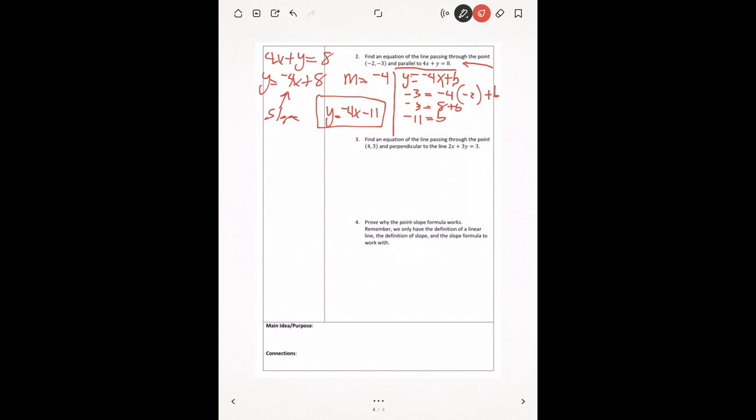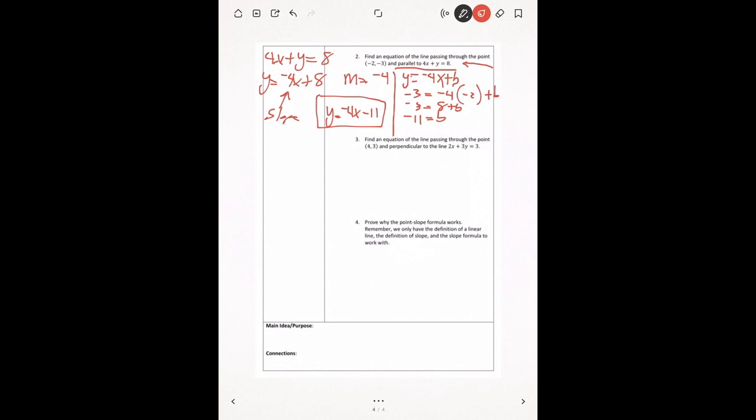But let's take a look at the next problem. This one's going to be a similar idea, but a little different. Find the equation of a line passing through the point 4, 3 that is perpendicular to the line 2x plus 3y equals 3. What we need to do here is come up with our own equation, and we have to start by finding the slope.